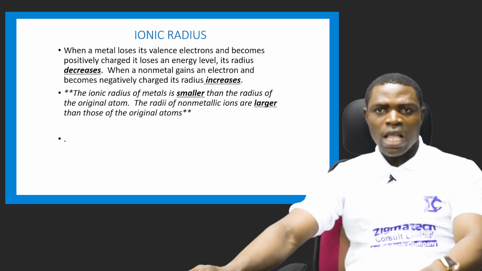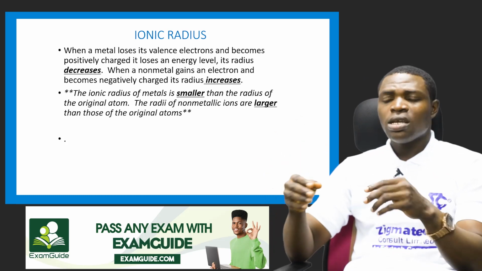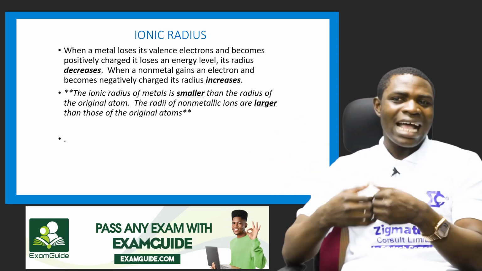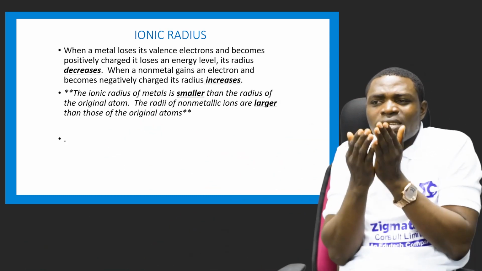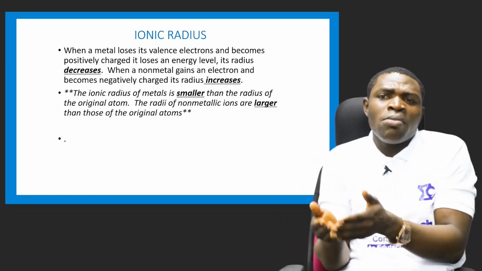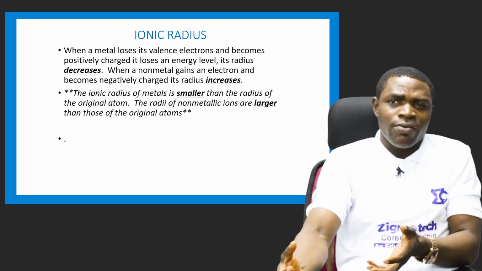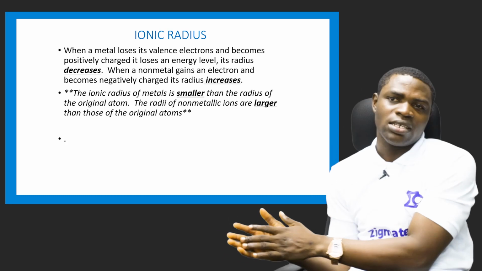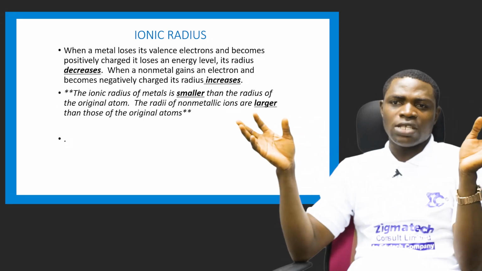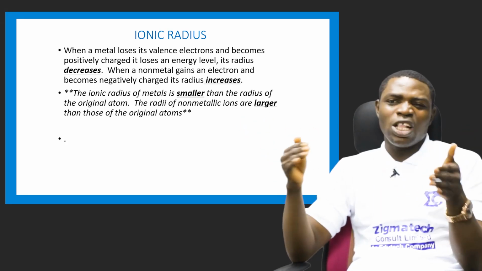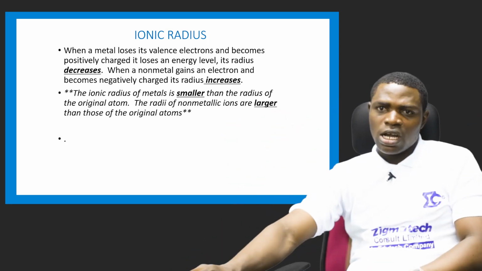That is ionic radius. Looking at the trend, when a metal loses its valence electron and becomes positively charged, it has lost an energy level. Energy level is lost because electron is lost, so its radius decreases. When a non-metal gains electrons, it has gained more energy level, and then it becomes negatively charged. So the ionic radius of a metal is smaller than the radius of the original atom, because there must have been a loss or gain of electrons. So the radii of non-metallic ions are larger than those of the original atom.